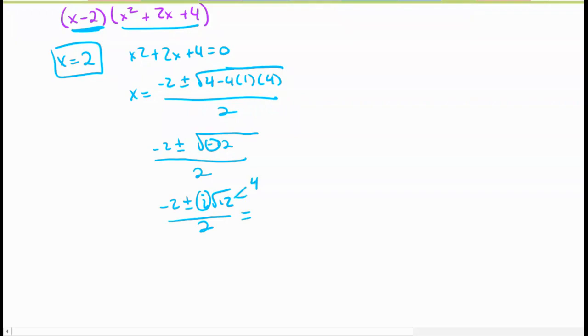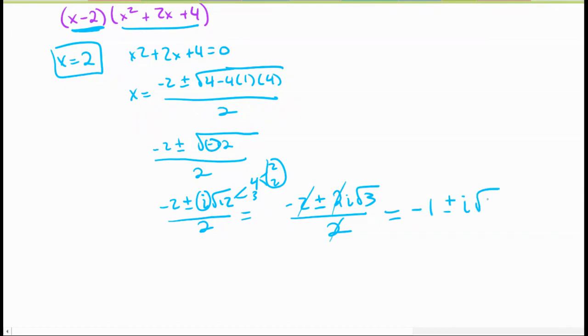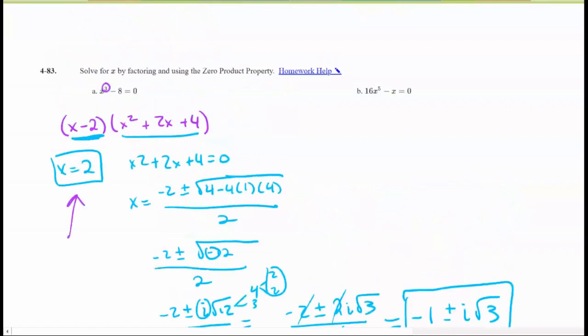Then I know that the square root of 12 simplifies more, so negative 2 plus or minus, I guess I'll pull the 2 out in front, so plus or minus 2i root 3 over 2. And then my last step, which always gets everybody because simplifying stuff is tough, all of these numbers here are divisible by 2, so final answer here, negative 1 plus or minus i root 3. So three solutions: x equals 2, negative 1 plus i root 3, and negative 1 minus i root 3. Three solutions because I have x to the power of 3.